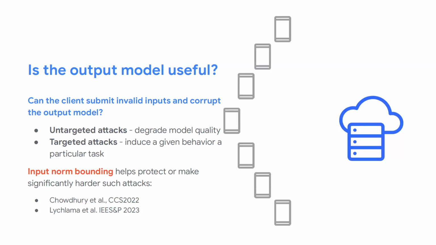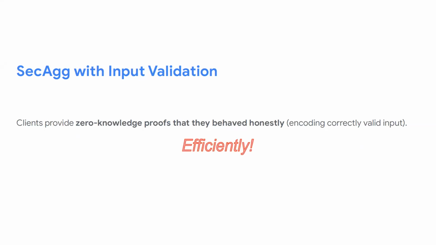There were also a couple of works that showed that one way to significantly thwart this type of attack is to bound the input norm of the vectors that each client is providing. So the solution that we try to develop is, can we have every client provide a zero knowledge proof that will guarantee that the norm of its input vector is bounded? And of course, the main tricky question here was how to do this efficiently. Trying to apply a generic zero knowledge proof was not going to get you anything efficient.